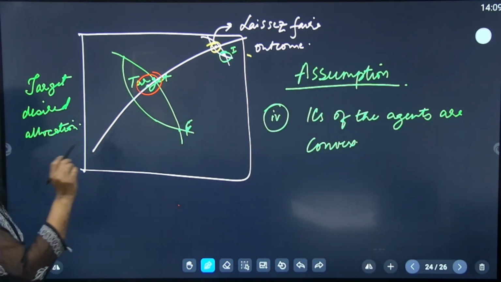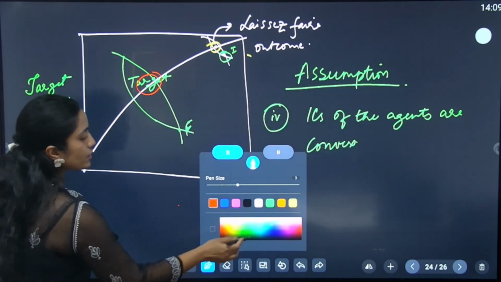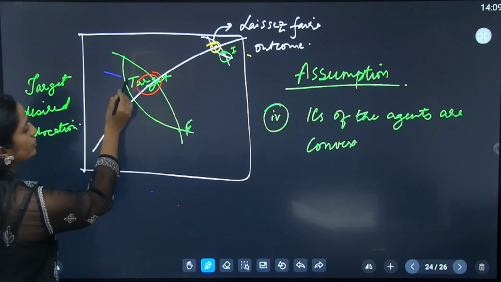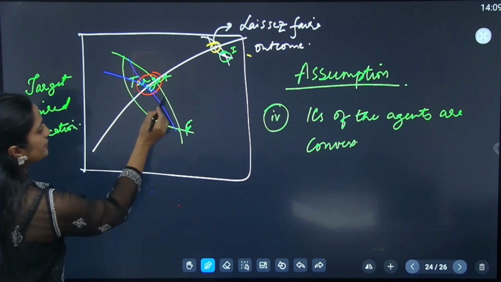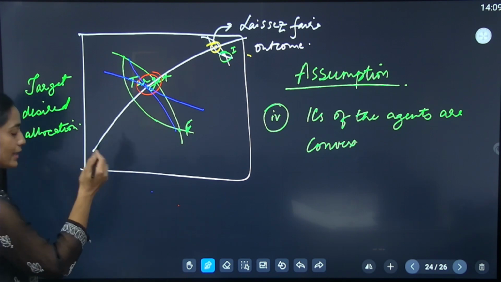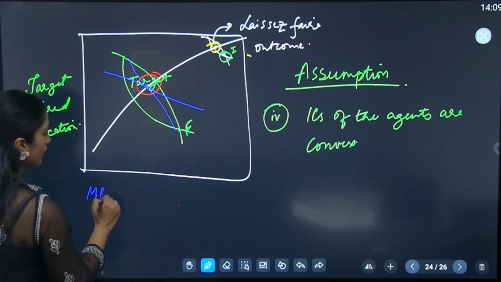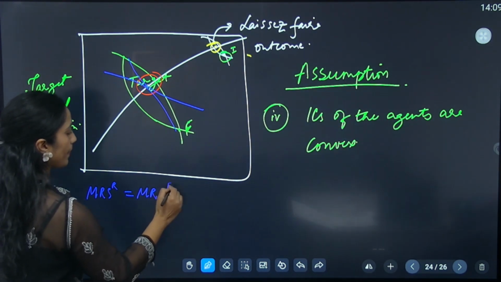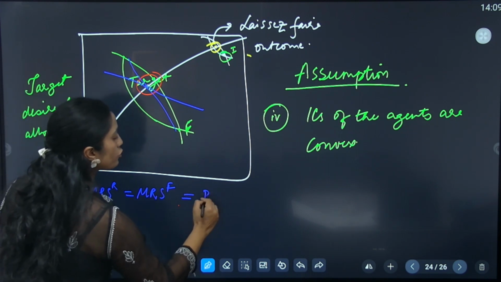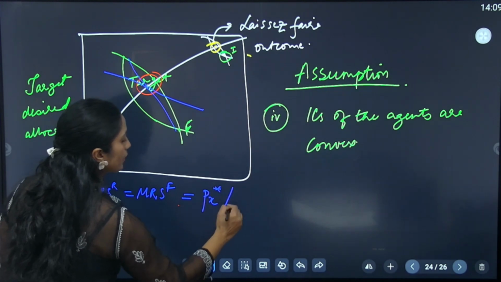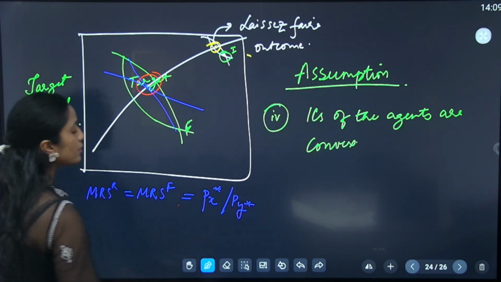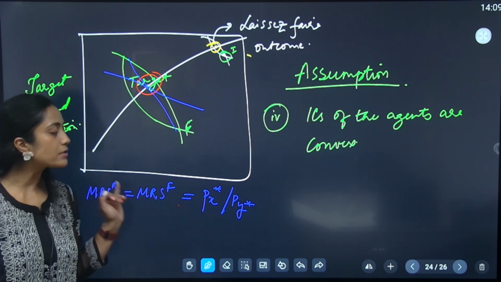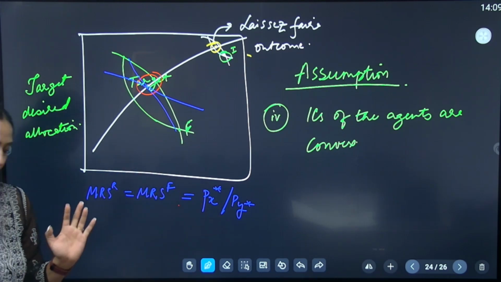We know that the target lies on the contract curve, right? So if it lies on the contract curve, it quickly means that it's a tangent point of the ICs, right? That means that the slope of IC1 will be equal to the slope of IC2, and this should be equal to Px star comma Py star. Whatever slope you have, this slope will give you the relative prices of X and Y.